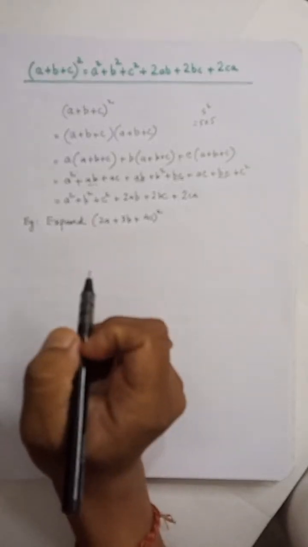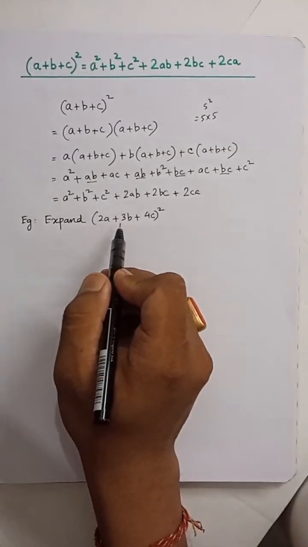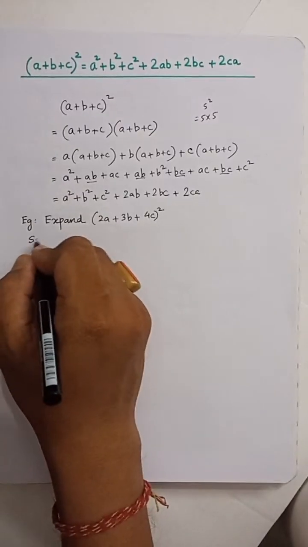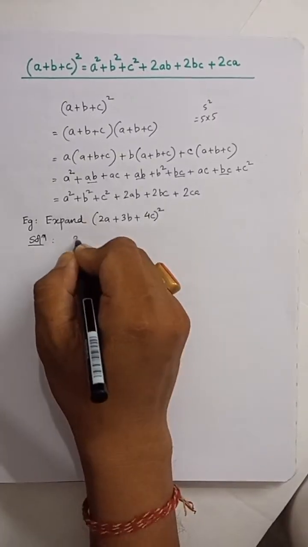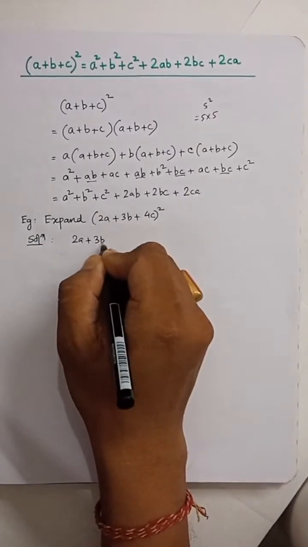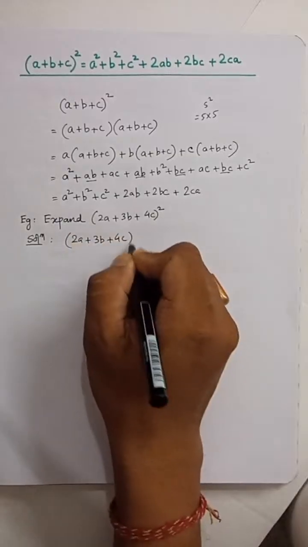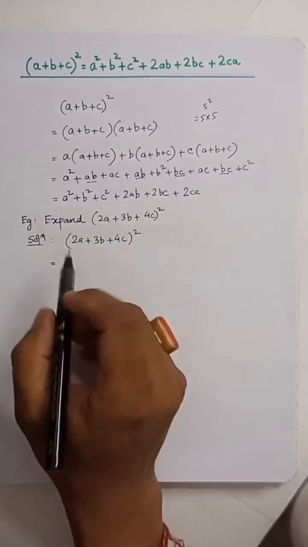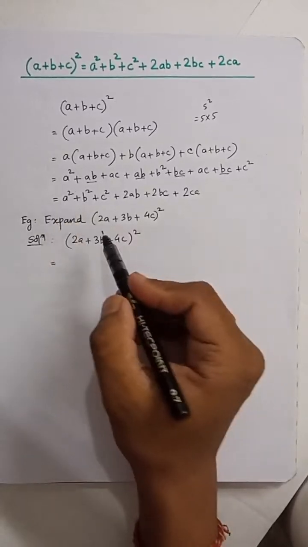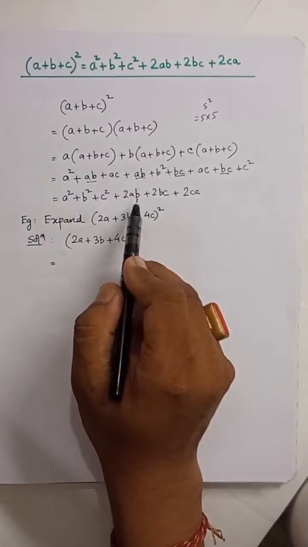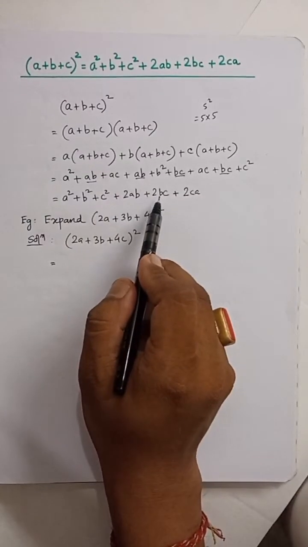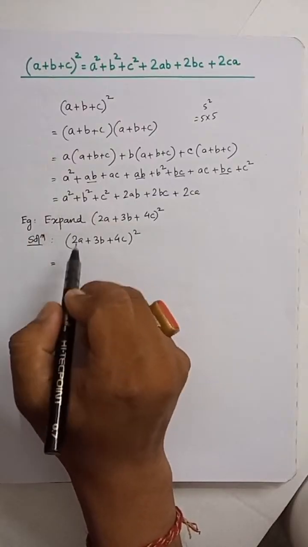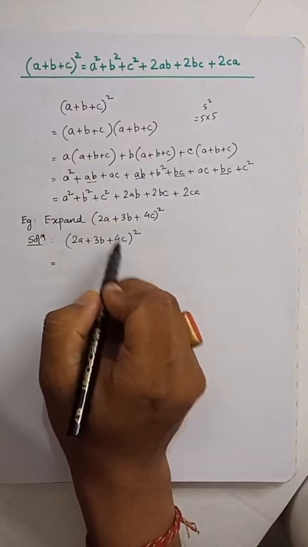Okay, so our first question is expand (2a + 3b + 4c) whole squared. So (2a + 3b + 4c) whole squared. We will write it in this form: a square plus b square plus c square plus 2ab plus 2bc plus 2ca. So just consider the first term to be a, the second term to be b, and the third term to be c.